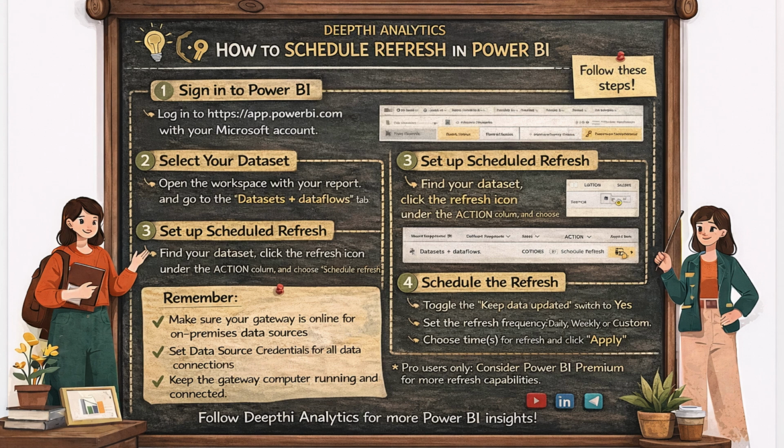Turn on the Keep Your Data Up-to-Date option. Now choose the refresh frequency: daily, weekly, or specific time intervals. Set your preferred time slots and click Apply. If your data source is on premises, make sure your gateway is installed and online. Also, verify that your data source credentials are configured correctly. Once scheduled, Power BI will automatically refresh your dataset at the specified times. That's how you keep your reports updated without a manual refresh.